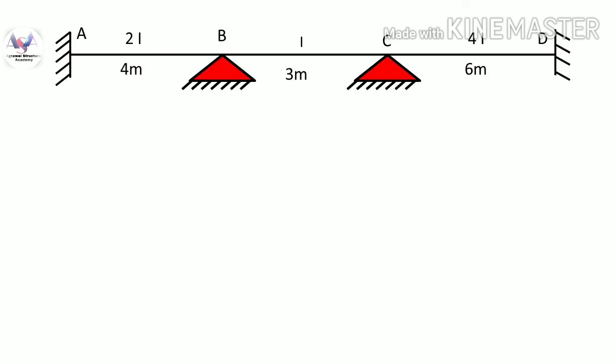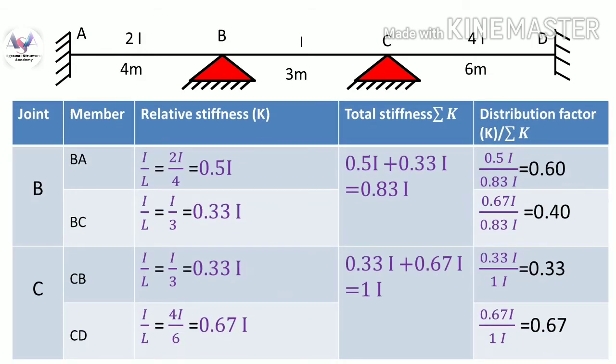Now next example here. Now here is a 3 span. So the beam is AB, BC and CD. The spans are 4 meter, 3 meter and 6 meter. Here are 2I, I and 4I. Now this is the table here. Now, no need of the calculation of the distribution factor for the joint A because of the fixed end, we know it is 0. No need of calculation of the distribution factor for the joint D because that is also 0.